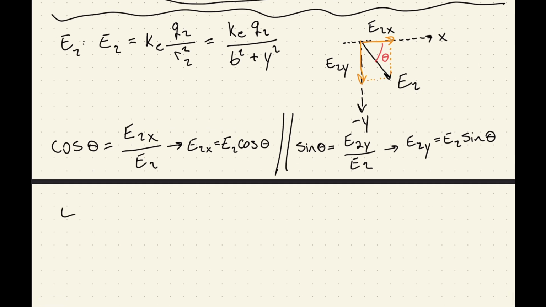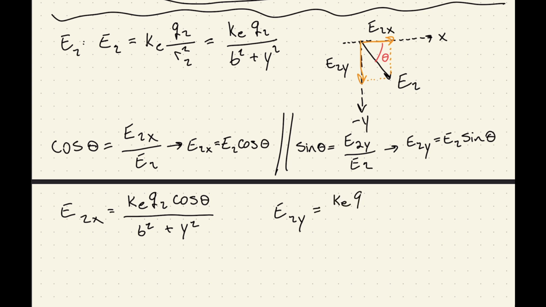Cool. Now we have E2x. We're going to plug in E2, which is the thing we have here on the top. K E Q2 cosine theta over B squared plus Y squared. E2y is equal to Ke Q2 cosine theta. Y, oh my bad, I should probably do B first. B squared plus y squared.